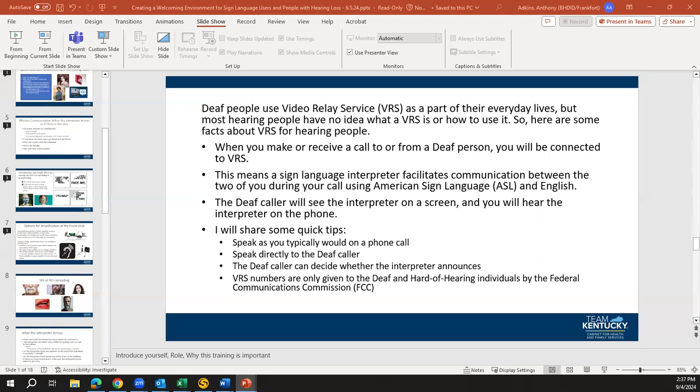We know the interpreter is there, but you're not speaking to the interpreter, you're speaking through the interpreter to us. So regardless of if the interpreter is male or female, don't use the pronouns that may misgender the person you're speaking to. Just speak directly to the individual who you are calling, not to the interpreter. Also, we want to emphasize that the deaf individual who's making the phone call will determine whether or not the interpreter announces that it is an interpreted call or not.